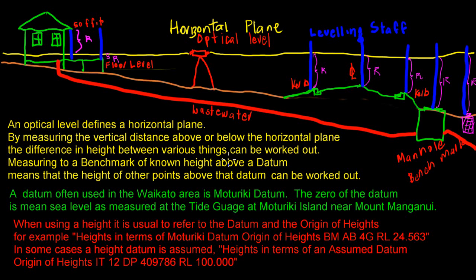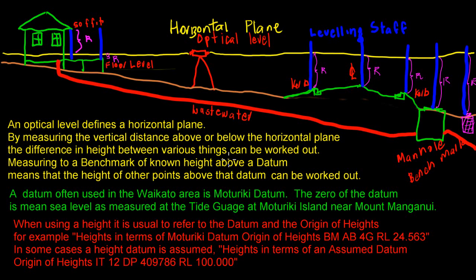When using a height on a plan or referring to one, it's important that we know what datum we're in terms of, because if you think you're in one datum and you're in fact in another, that can introduce various errors. So it's usual to refer to the datum, and in this case that would be Moturiki datum, and the origin of heights. For example, you might see on a plan: heights in terms of Moturiki datum, origin of heights BM AB4G, RL, which is reduced level, 24.563. That would indicate that the top of that benchmark is 24.563 meters above mean sea level at Moturiki.